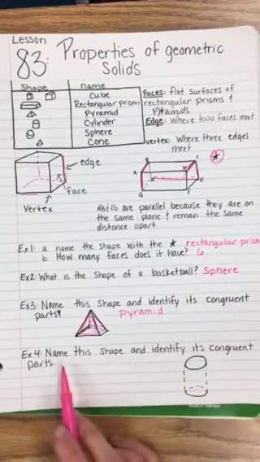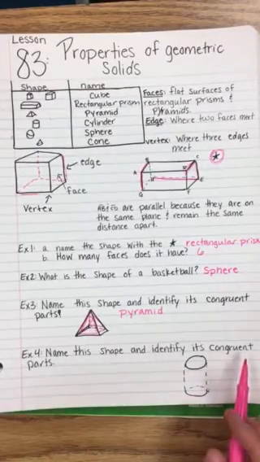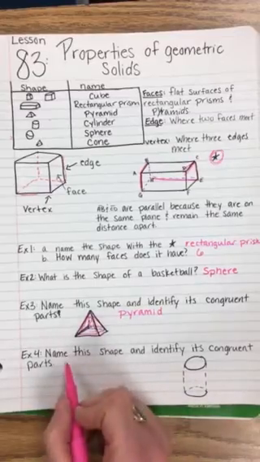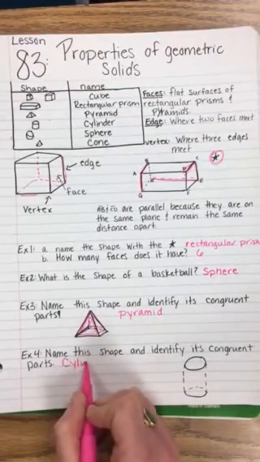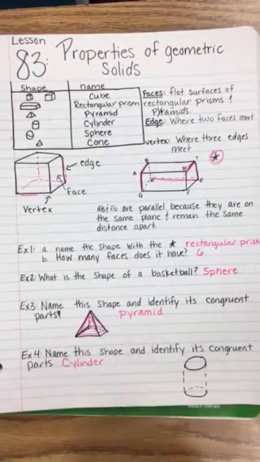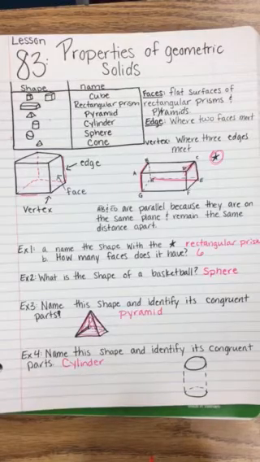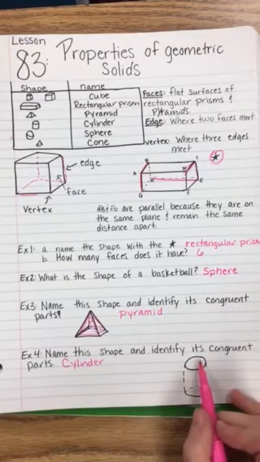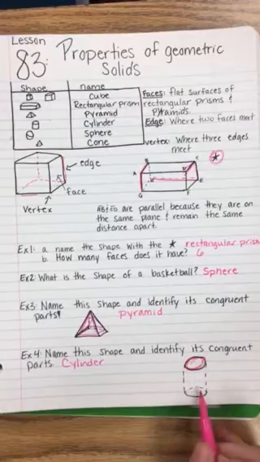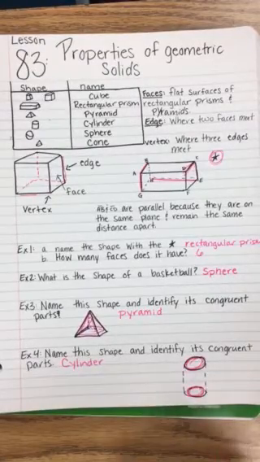And example 4, name this shape and identify its congruent parts. This is a cylinder, and its congruent parts, the ones that are the same shape and the same size, are the top flat surface and the bottom flat surface.